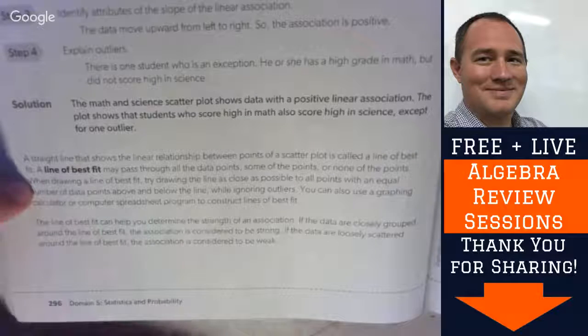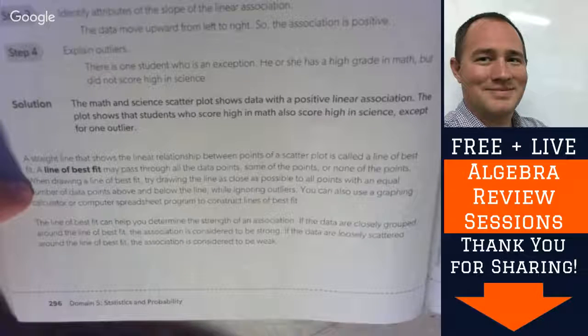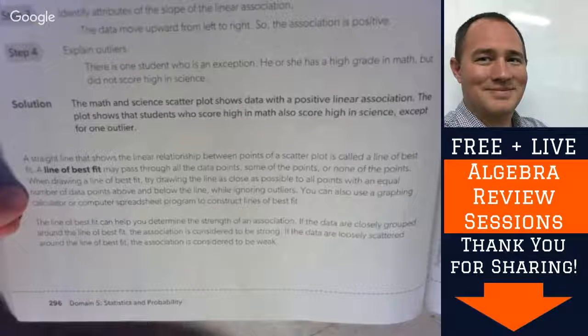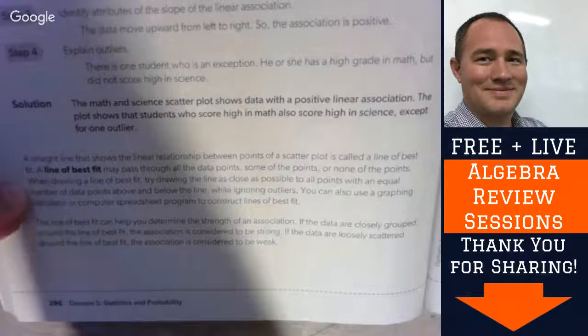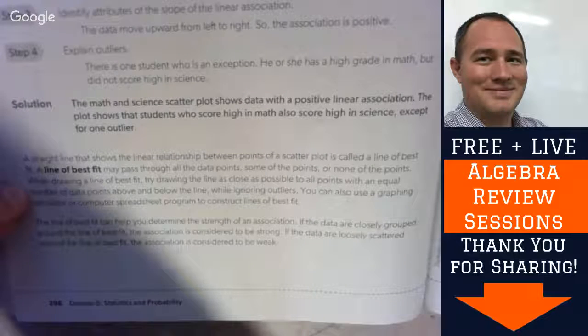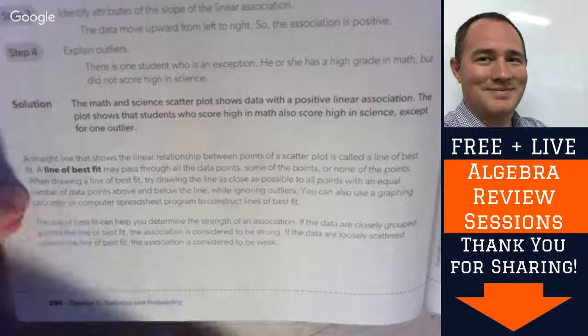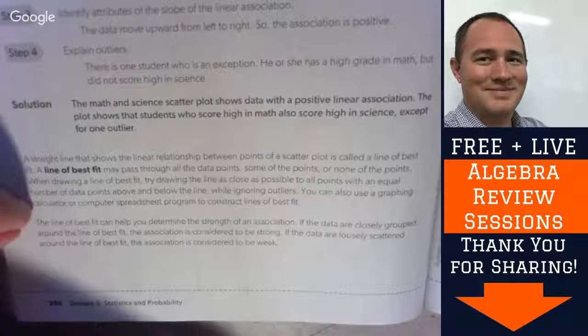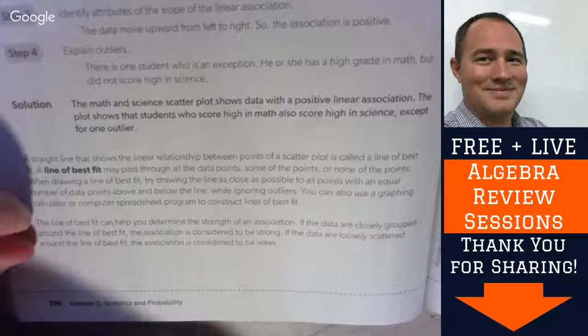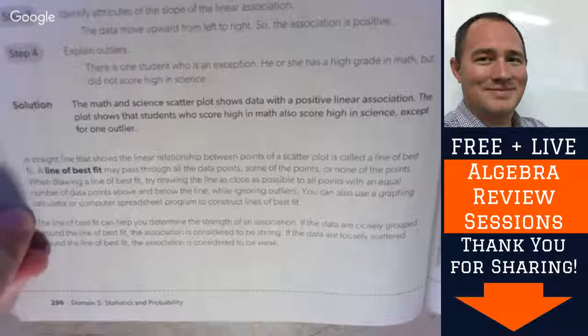When drawing a line of best fit, try drawing the line as close as possible to all of the points, with an equal number of data points above and an equal number of data points below the line, while ignoring the outliers. You can also use a graphing calculator or a computer spreadsheet program to construct the lines of best fit.